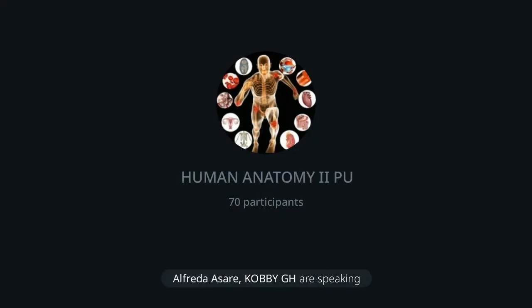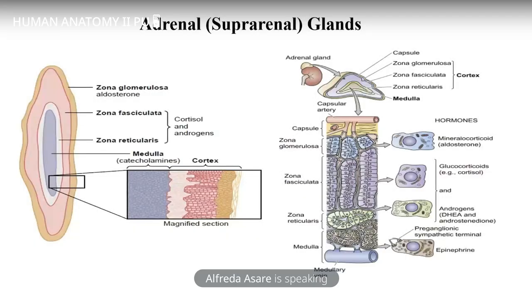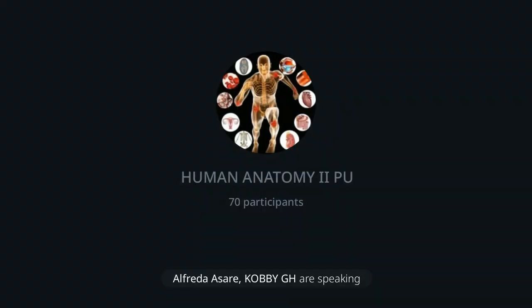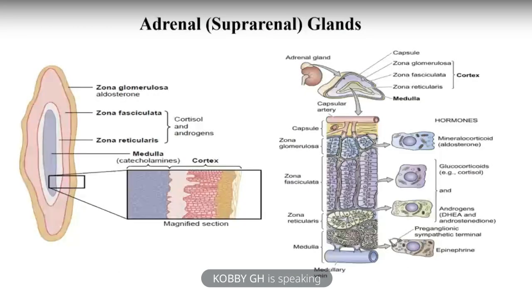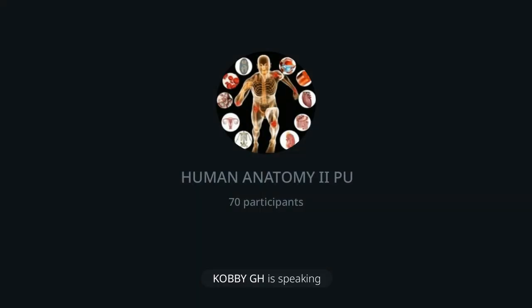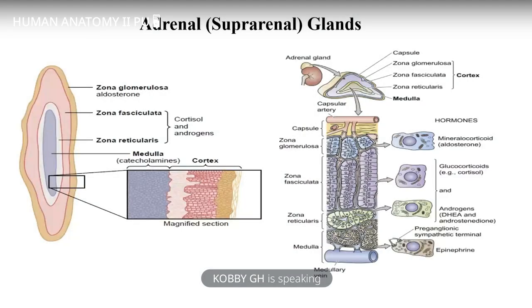The 3 together is what we call the cortical hormones. Say cortical hormones. When we say cortical hormones, we are talking about all the hormones produced by the adrenal cortex. In anatomy and physiology, anytime you hear cortical hormones, we are talking about the mineralocorticoids, the glucocorticoids, and the sex hormones.